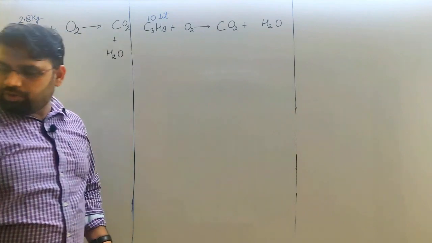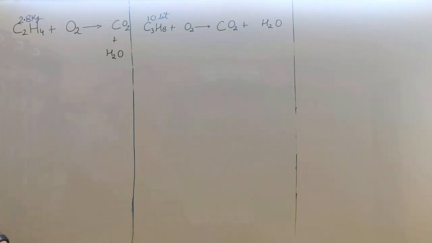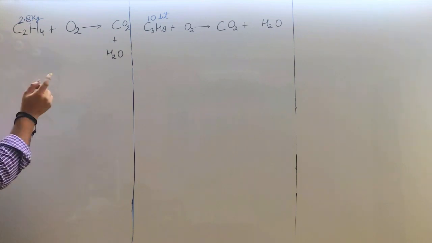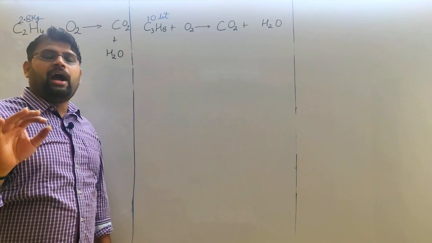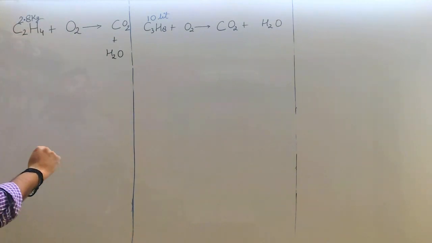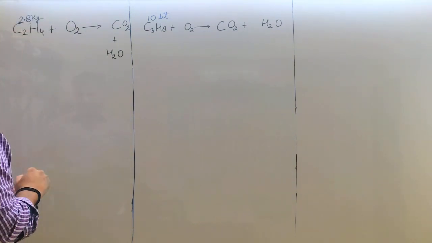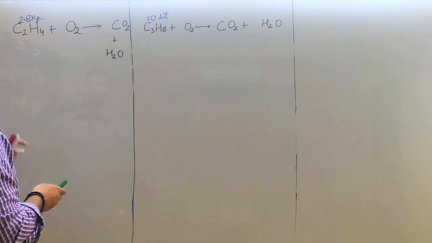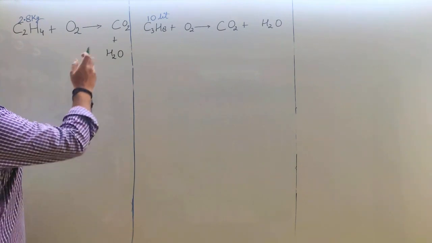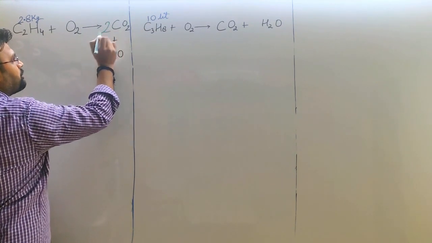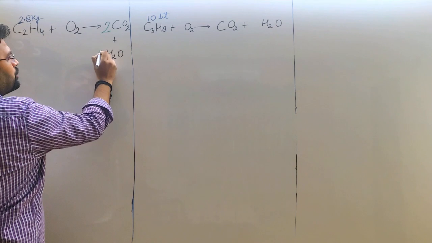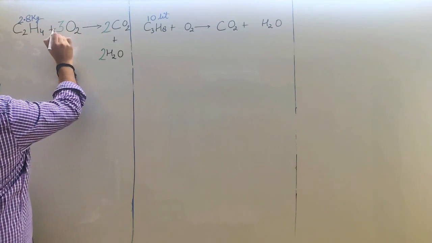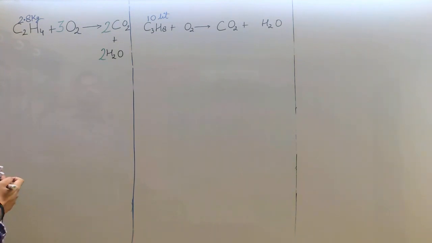In the first question of this homework, I have given 2.8 kg of C2H4 on complete combustion. We had to find the mass and volume of oxygen required and the mass and volume of CO2 produced. The first step is to write a balanced combustion reaction. We have 2 carbon here and 1 carbon on the right-hand side, so we'll make it 2 carbon. Hydrogen 4, so 2 H2O. Oxygen: 2 to the 4 and 2, 6, so 3 O2.